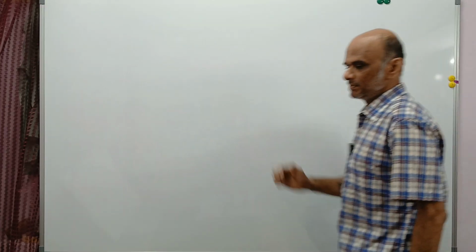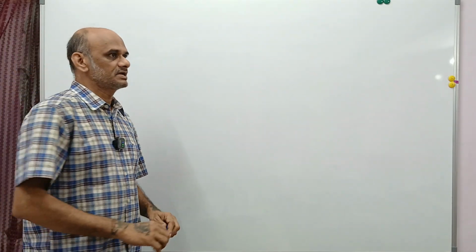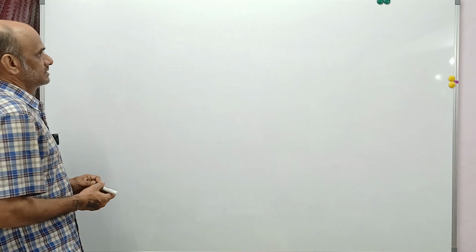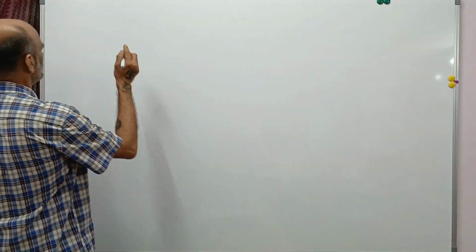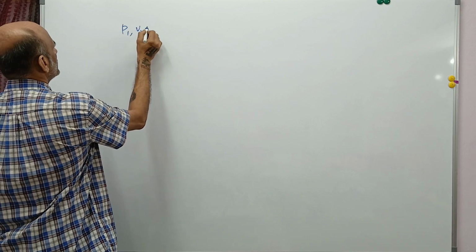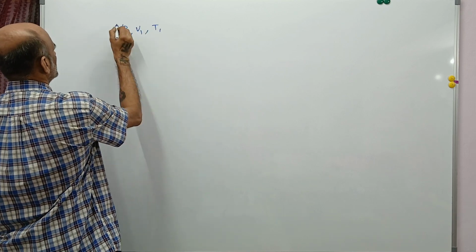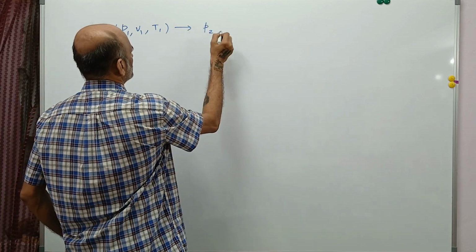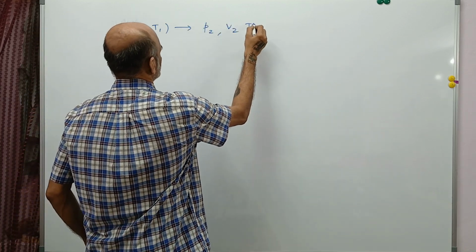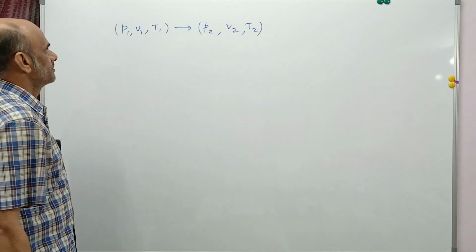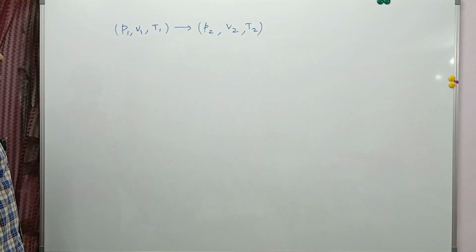In this video, I will discuss the JEE Advanced PYQ from the topic Thermodynamics. First, I will discuss some basic concepts. When we consider gas moving from state 1 with pressure P1, volume V1, temperature T1 to state 2, pressure P2, volume V2, and the temperature of the gas is T2. The state of the gas can be specified by its pressure, volume, and temperature.